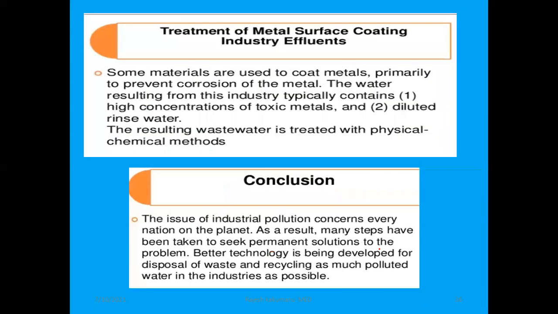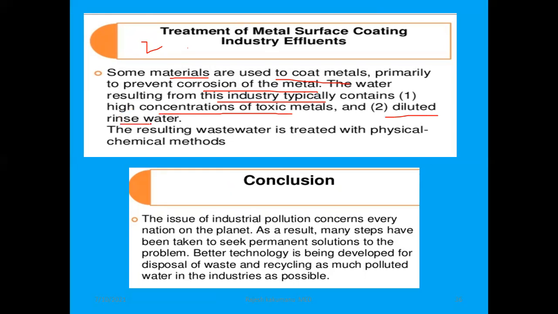Next, treatment of metal surface coating industries. The second example is the treatment of metal surface coating industry effluents. Some materials are used to coat the metals, primarily to prevent the corrosion of the metal. The water resulting from these industries typically contains high concentrations of toxic metals and diluted rinse water.